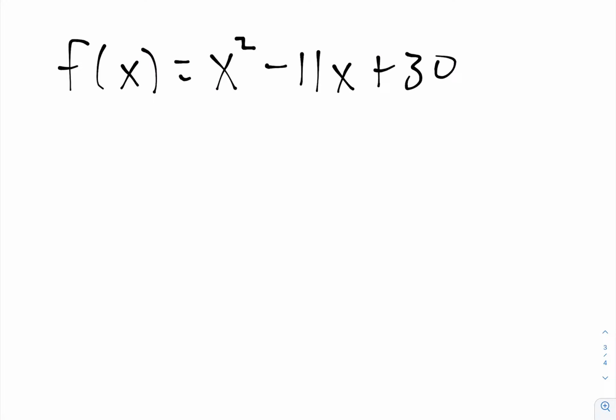Okay, so what we have to do now is we have to factor this, right? Because we can't do our difference of squares trick because we have an x term here. So we have to set f of x, which is just our y, equal to 0. And then we have to factor it into two brackets.